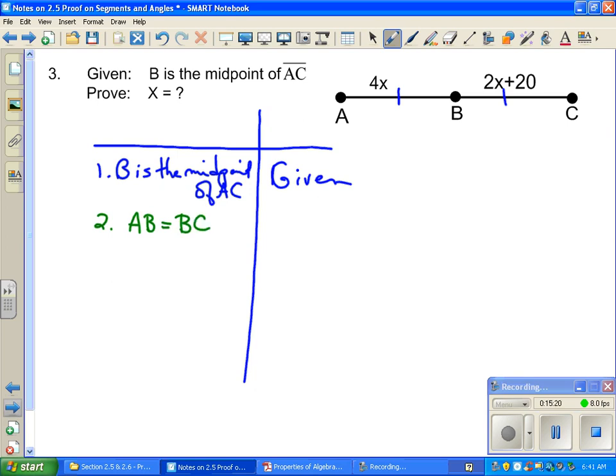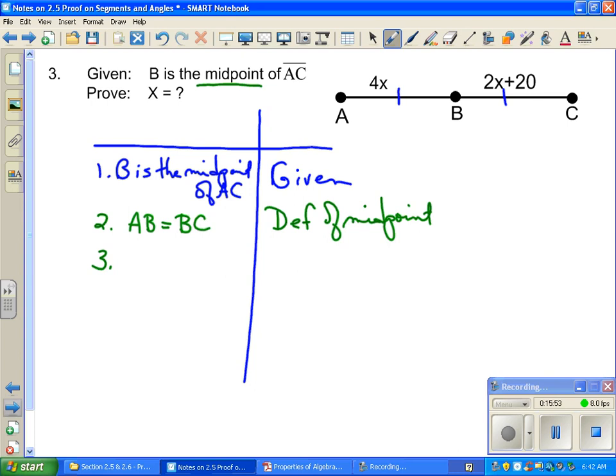Now, when you have a word like midpoint in your given, then the very next thing you set up about that statement should be the definition of that word. So the reason I can say this is because this is the definition of midpoint. It states that if that letter is in the middle, it makes two equal pieces. And so that's why I can set these equal, because the definition of midpoint says I can, and that was the word that I had in my given.